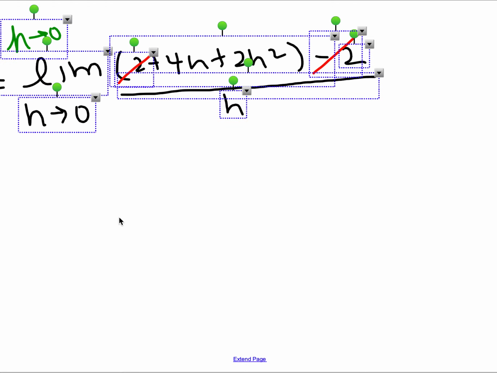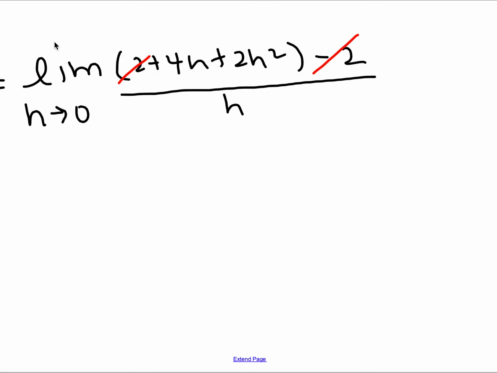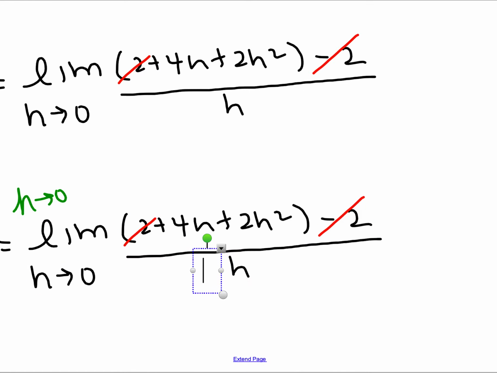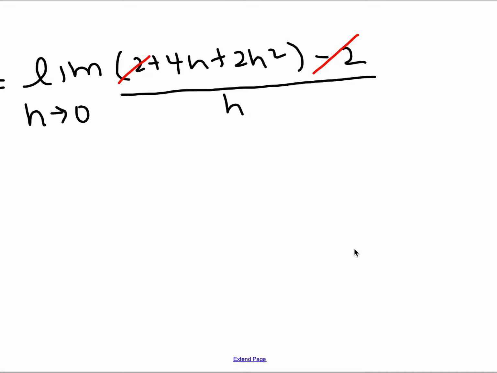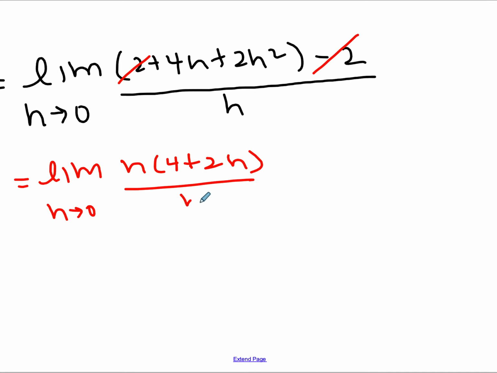And I'm going to simplify. So we've got my limit. So those cancel. I'm going to factor out an h out of my numerator, you guys. Biggest thing is I still haven't done anything with that limit yet, so just keep tacking it along. That's super important to keep tacking it along. So I'm taking out an h, so we'd have 4 plus 2h all over h. The h's will cancel.